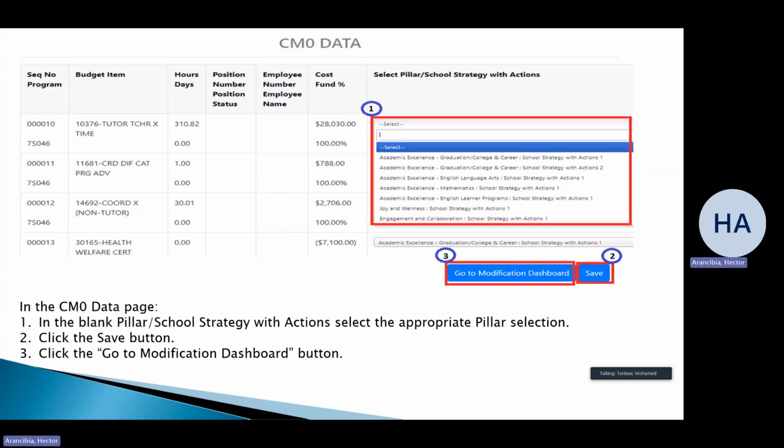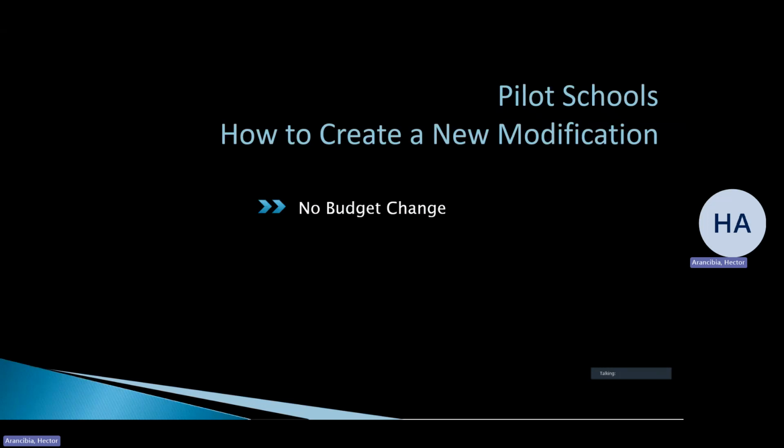Once you've assigned all budgeted items to a pillar and a school strategy with actions, click the Save button and then click on Go to the Modification dashboard. Now you're ready to create a new modification. And first, we're going to go over how to create a modification that has no budget change. In other words, you might only be updating a strategy with actions.